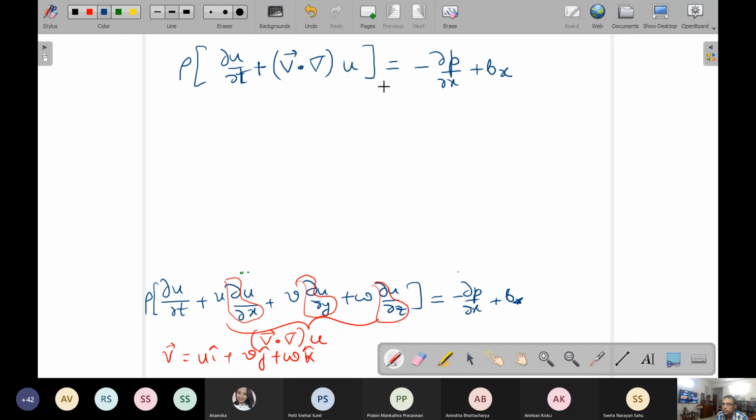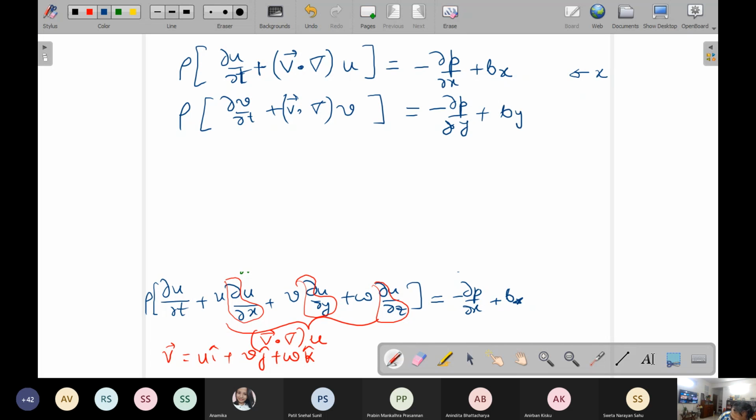Okay. So this is x component. We can similarly write the y component. Very straightforward. So this is x. The next we are going to write y. So the only change is the operator will operate on the respective y parameters. And similarly the z.